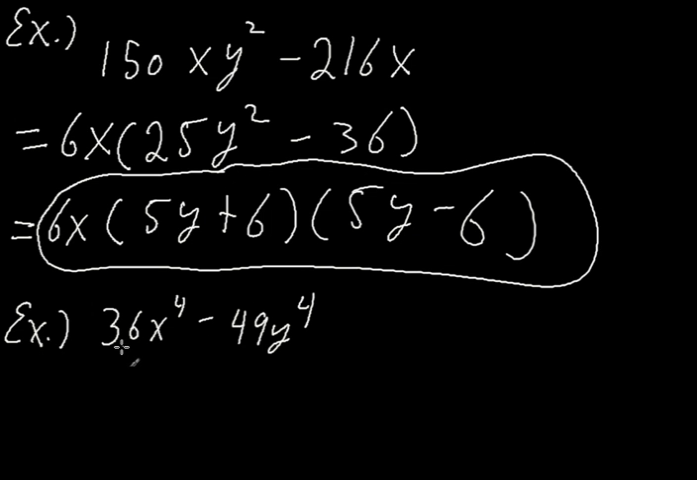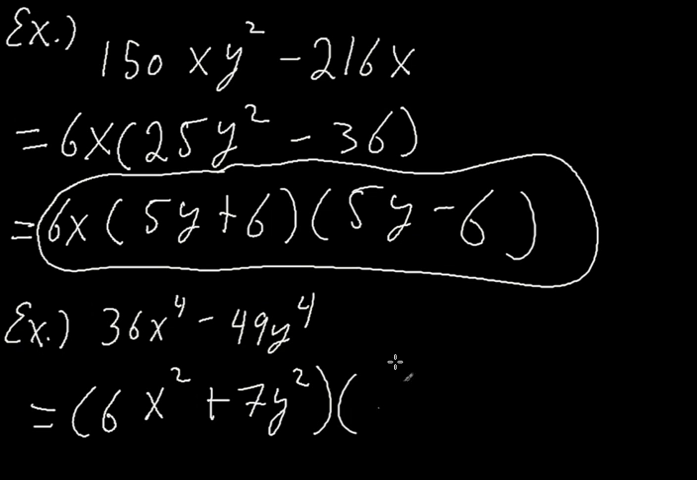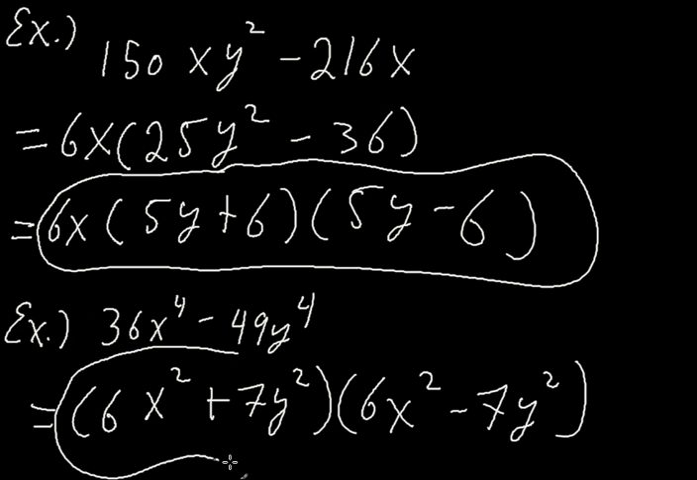Okay. Well, what about 36x to the 4th minus 49y to the 4th? Well, that's not too bad. We just have to know that x squared times x squared is x to the 4th. So this would be 6x squared plus 7y squared, 6x squared minus 7y squared. Okay, that one wasn't too bad.